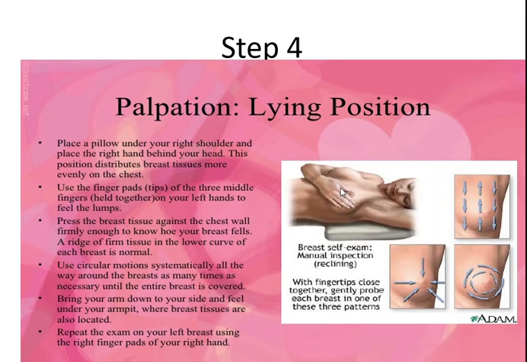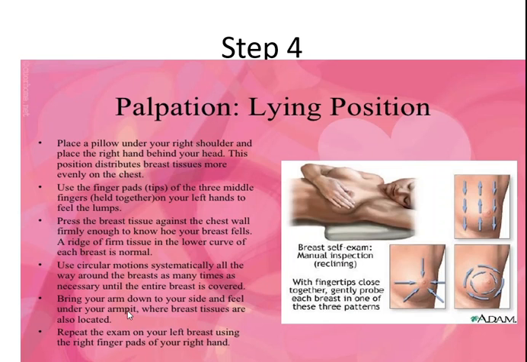Use the finger pads, that part is known as the finger pads, of the three middle fingers on the left hand to feel for lumps. Next, press the breast tissue against the chest wall firmly enough to know how your breast feels. A ridge of firm tissue in the lower curve of each breast is normal. The lower curve is like this, so normal. Use a circular motion, symmetrical, all the way around the breast as many times as necessary until the breast is covered. Means they need to cover the whole breast in a circular motion. Okay, upward, downward, the nipple and surrounding area, and the rest.